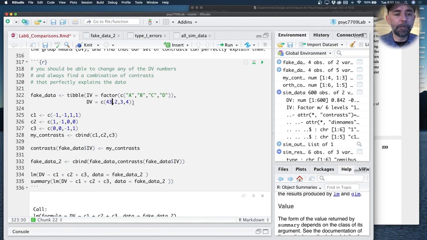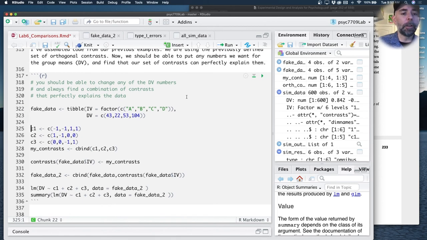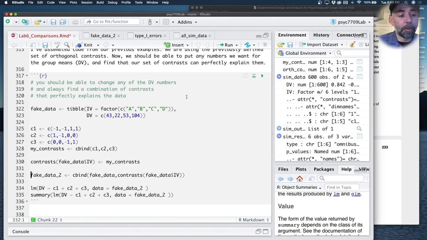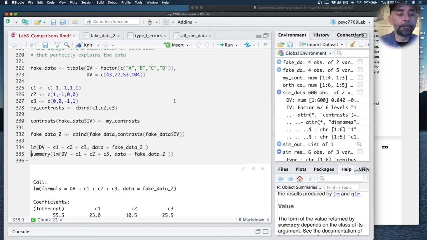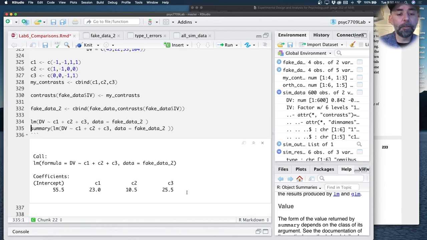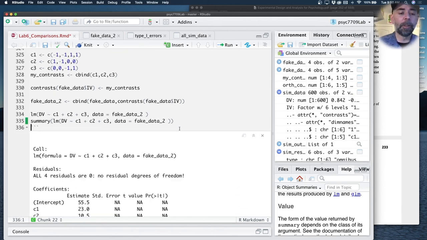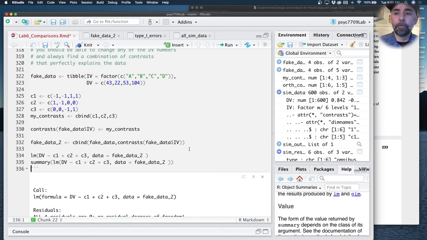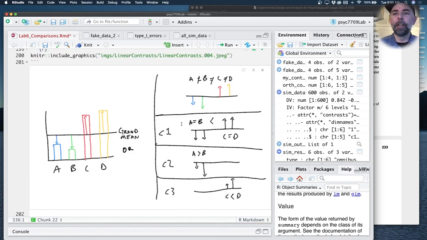We could change this to any set of values that we want. So there's a bunch of random values and we can decompose these four values in terms of these same orthogonal linear contrasts. And let's see, this time it turns out we need these values in order to do that. And we can see that multiple R squared is 1. All right, that's my second attempt at giving you some ways to think about linear contrasts using R.